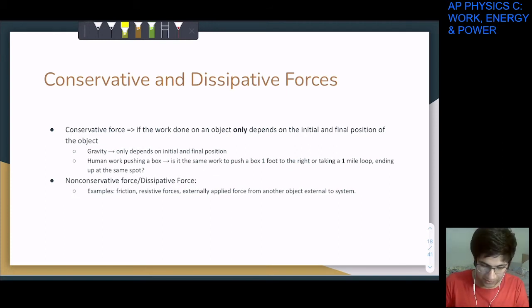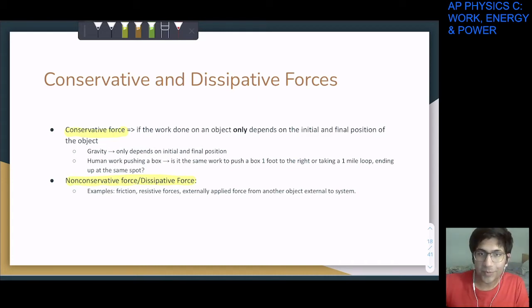Non-conservative and dissipative mean the same thing, it just depends what textbook you're reading. Now, a conservative force is a cool one. If the work done on an object only depends on the initial and final position of the object, then we say it's a conservative force. Gravity, for example, is the best example. We just care about the start and the end position.